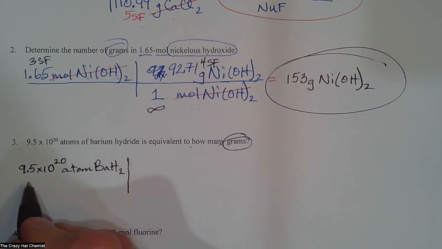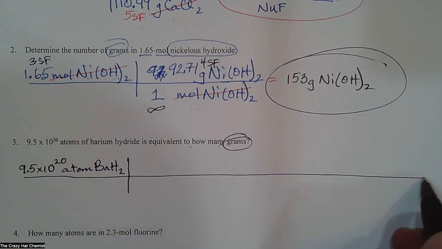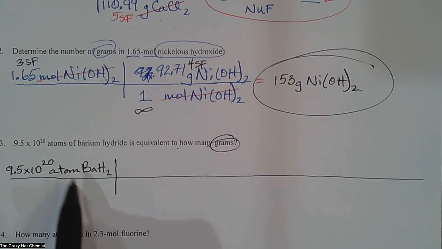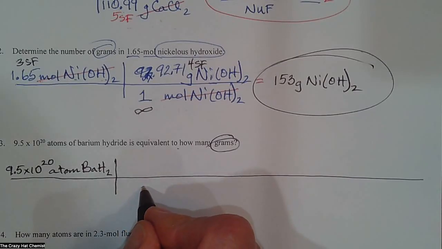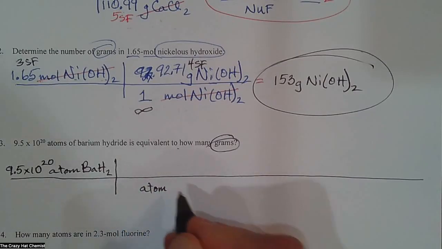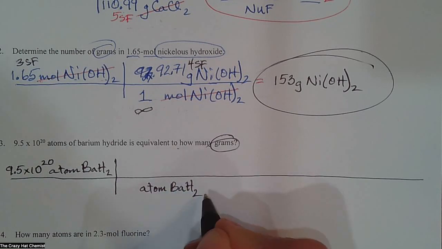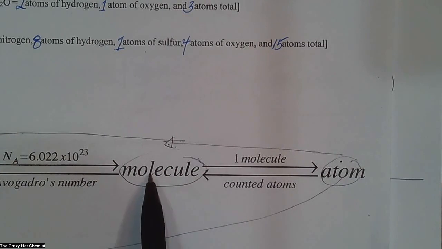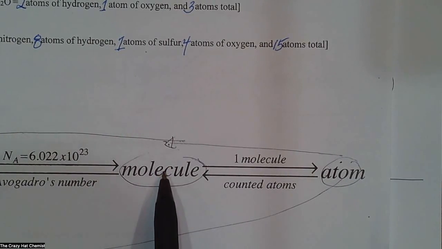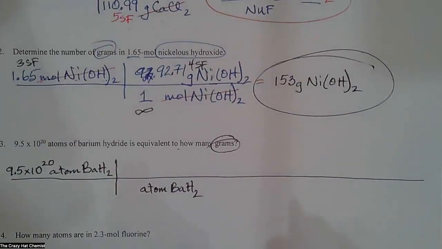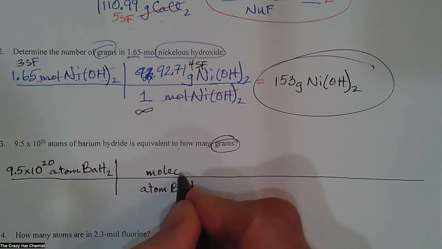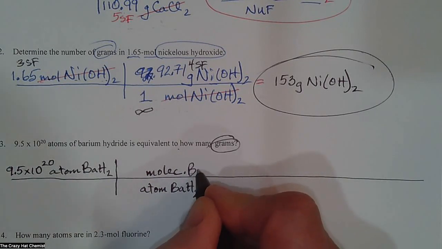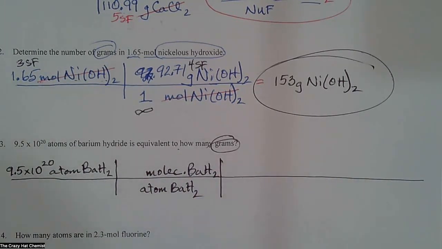So now what we're going to do is do our little monorail here and see how far we can go with this. All right. So I see that atoms are in the numerator here. Then I will have atoms down here in the denominator. Atoms. And then BaH2, the same formula. And then if I look at my flow chart, I'm going from atoms to molecules. So this tells me what the units in the numerator are. So I'm going to have molecules, and of the same formula, BaH2. And then there's my line.